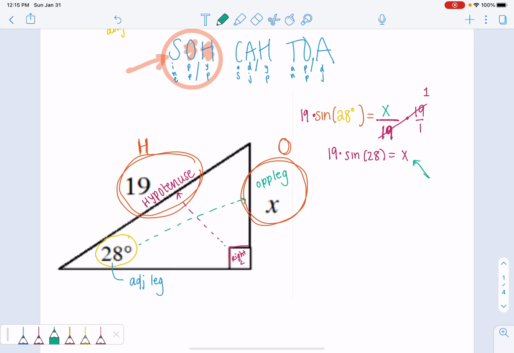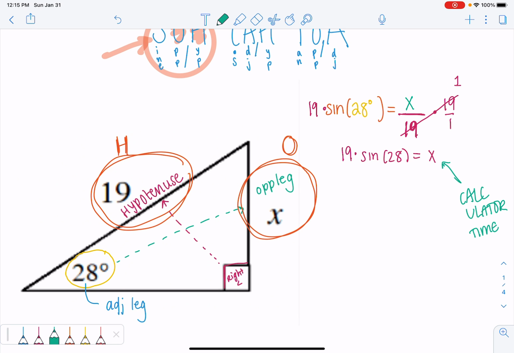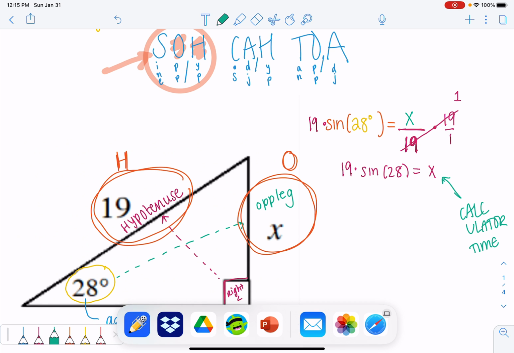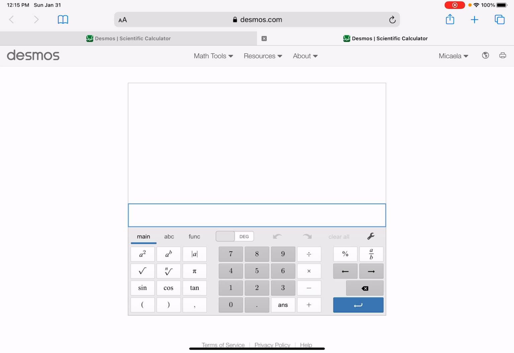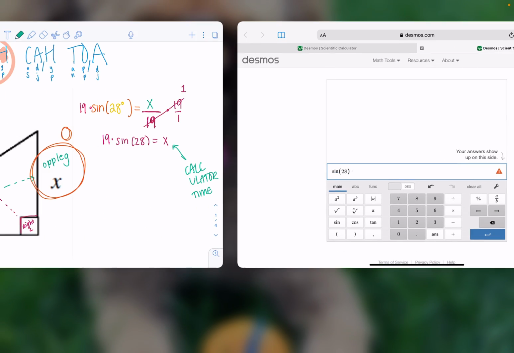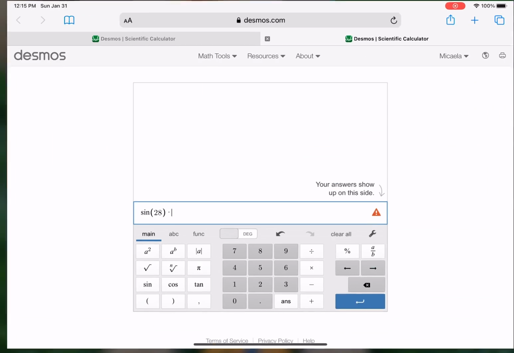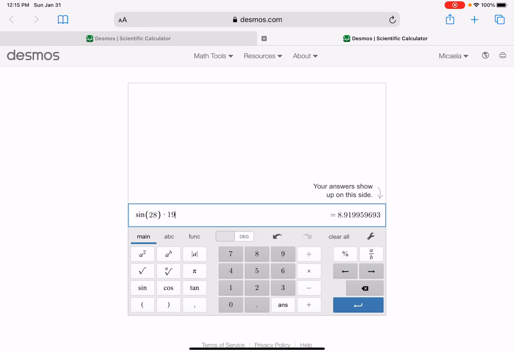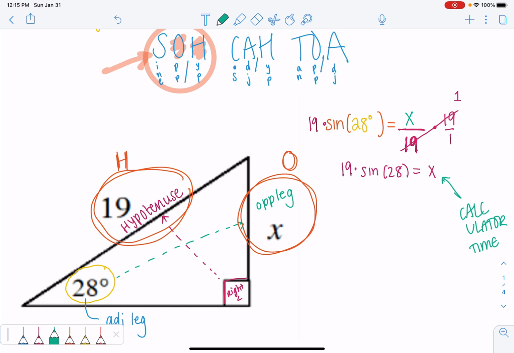Here's when we use our calculator. So let me show you how we can use our calculator. We'll go to Desmos and we'll type in sine 28 times, what did we want to multiply by? 19. Make sure we're in DEG. 8.9. So x equals 8.9.